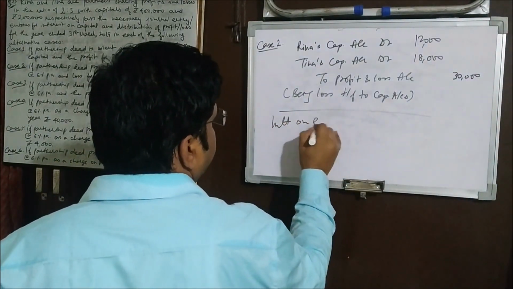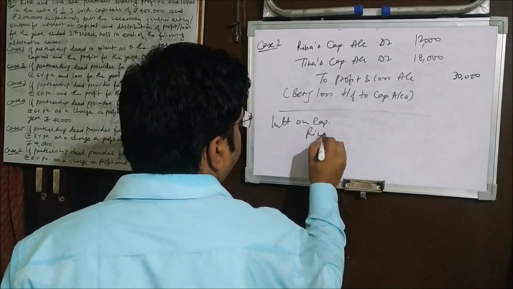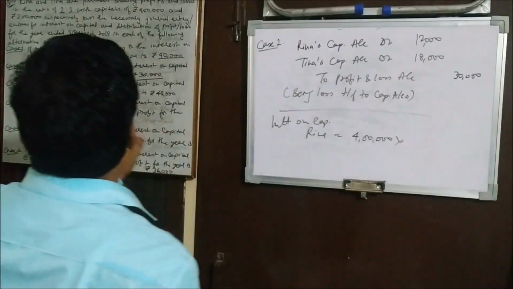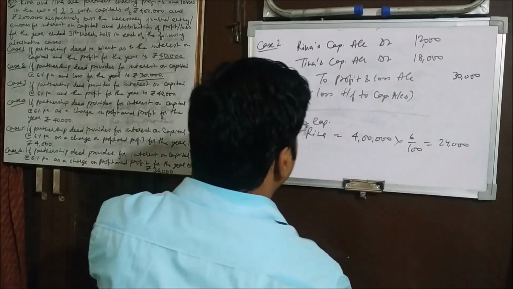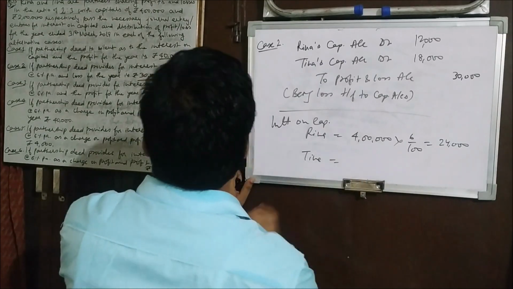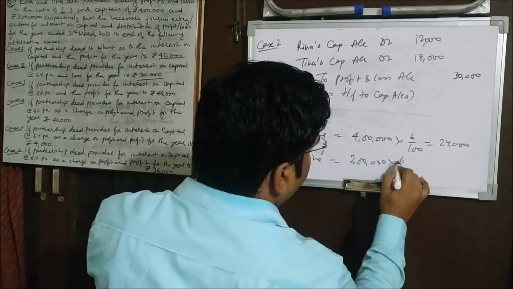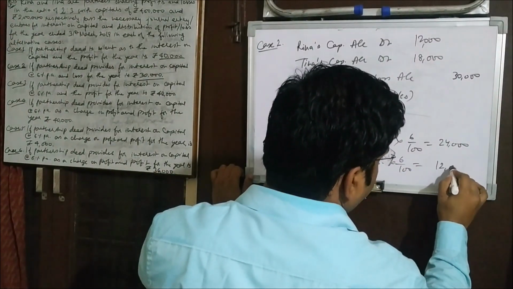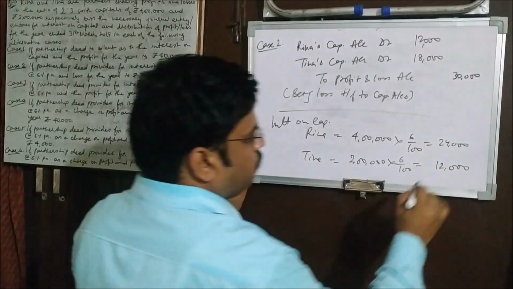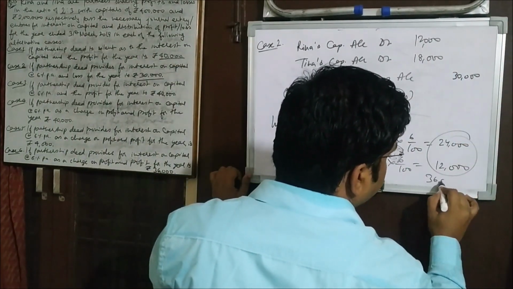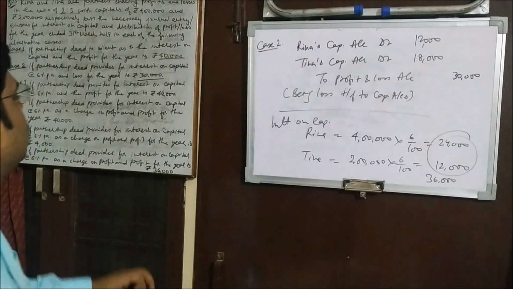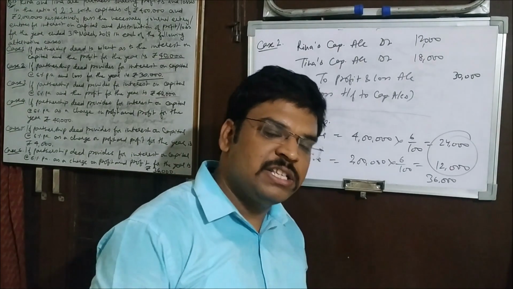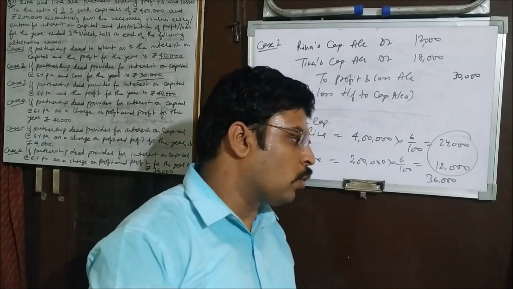Interest on capital for Reena. Reena's capital is 4 lakh, and the rate of interest is 6%, that is 24,000. Tina's capital is 2 lakh, rate of interest 6%, which comes out to 12,000. The total comes out to 36,000. And how much profit do we have? We have 42,000. So it is the case of sufficient profit. Interest can be provided, no problem at all. Then pass the entry.